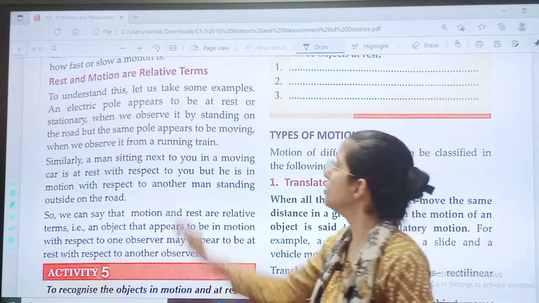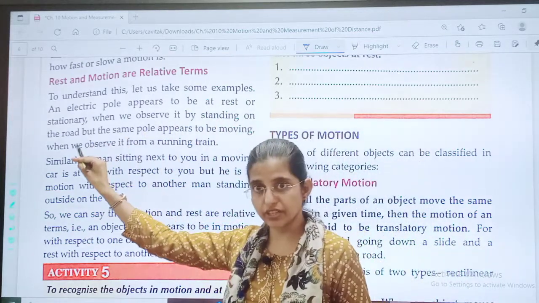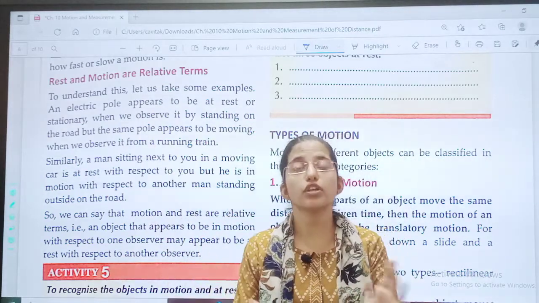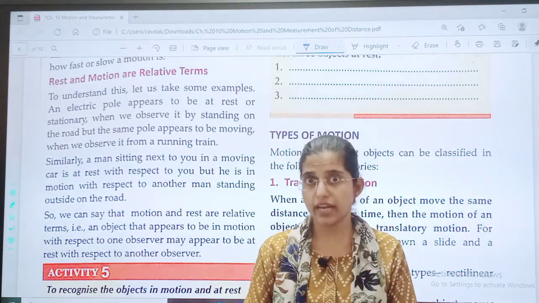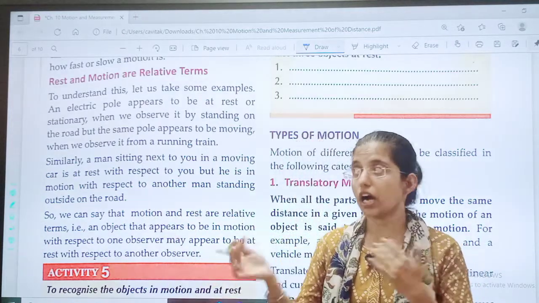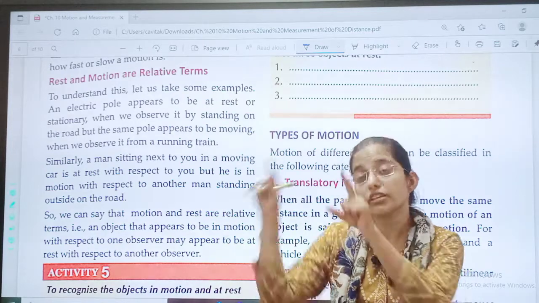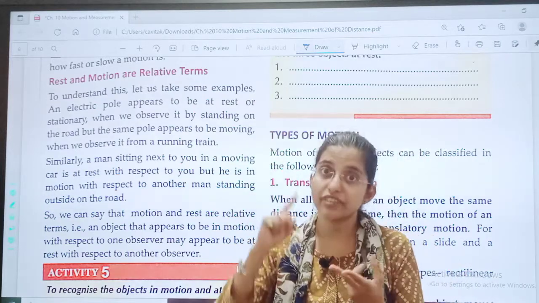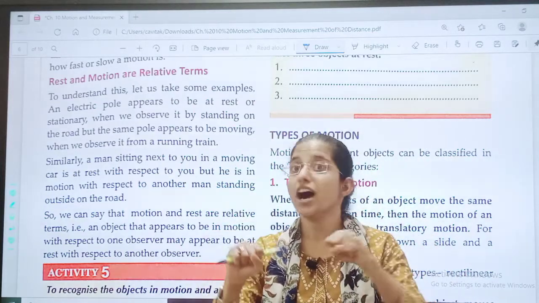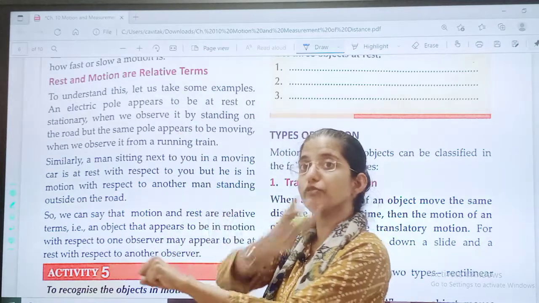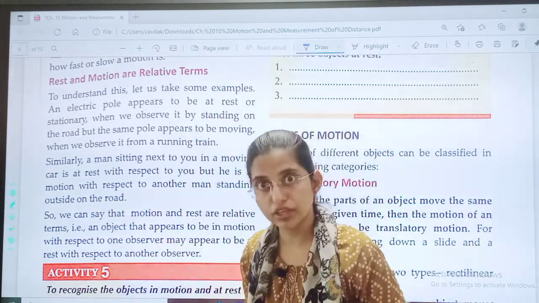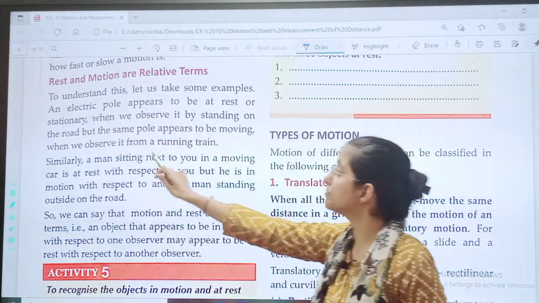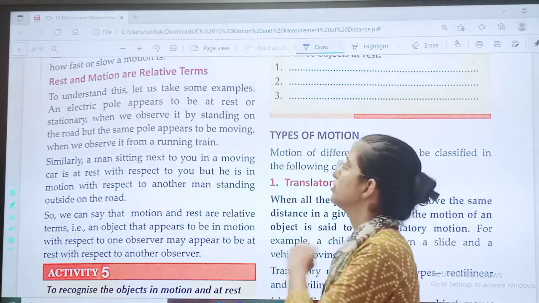An electric pole appears to be at rest or stationary when we observe it by standing on the road, right? In case of an electric pole, you take the example of trees, है ना? Trees हमको stationary लगते हैं, अगर हम उनको खड़े होकर देखते हैं तो, right? But वही tree हमको motion में दिखते हैं when we are sitting in a train, when we are in a car or when we are on a scooty, हमें कैसा लगता है कि the trees are moving like this, है ना? हमको वो motion में लगते हैं. So see, the same pole appears to be moving when we observe it from a running train.